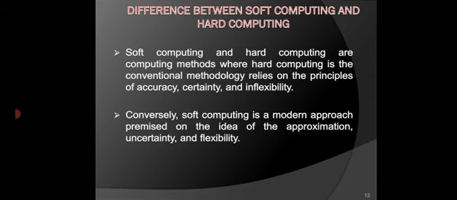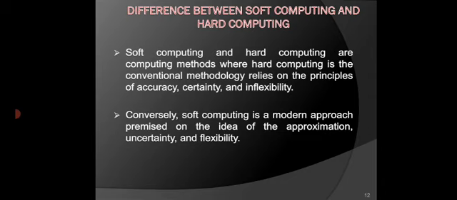Now, the difference between soft and hard. Let's start the difference. Soft computing and hard computing are computing methods, where hard computing is the conventional methodology that relies on principles of accuracy, certainty and inflexibility.